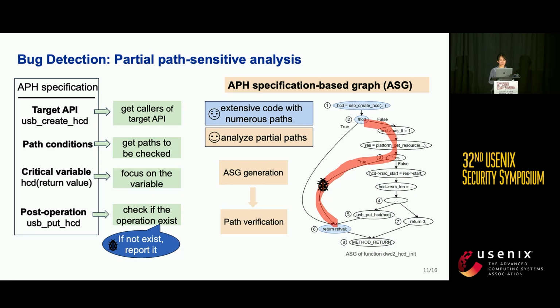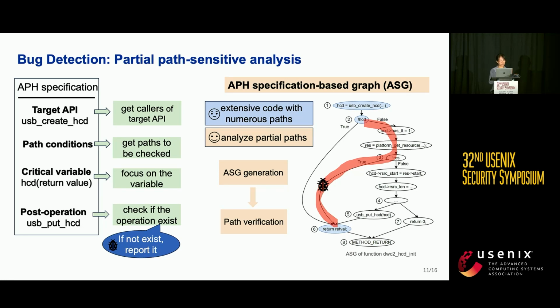Based on this, APHP first finds the target API's callers. For each caller, APHP further generates its ASG and checks each path with it. To illustrate, let's look at the example on the right. It is the ASG of a caller of USB create HCD. Here, APHP analyzes each path in the ASG and identifies the path that satisfies the conditions. It then finds one buggy path that failed to perform USB put HCD on the critical variable and reports it as a potential bug. By now, we have illustrated how APHP works with a given patch and then detects new bugs.